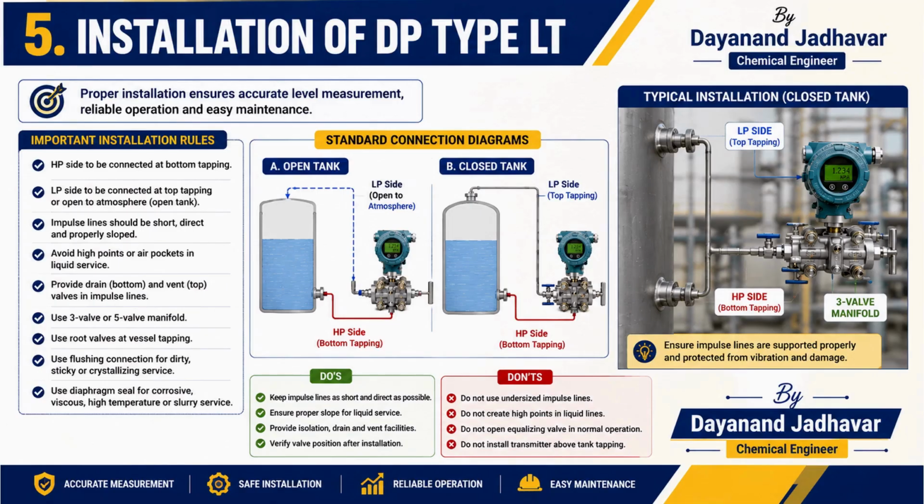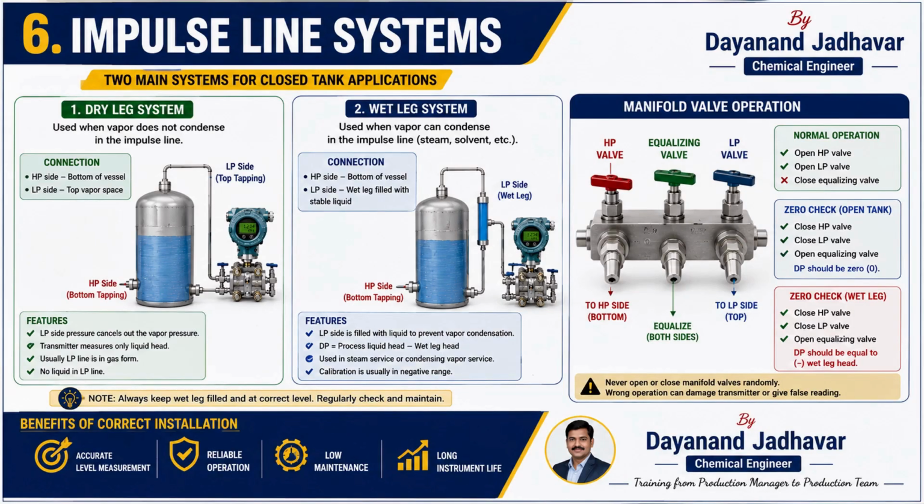So, for correct level measurement, we must know the liquid specific gravity, tank height, operating pressure, temperature, and process condition. Now, let us discuss the types.